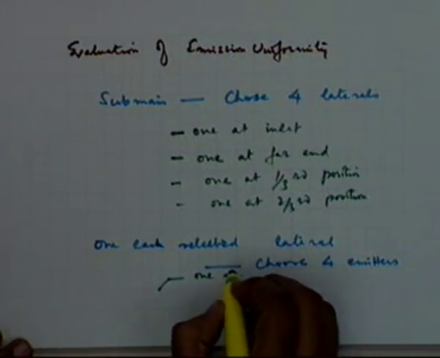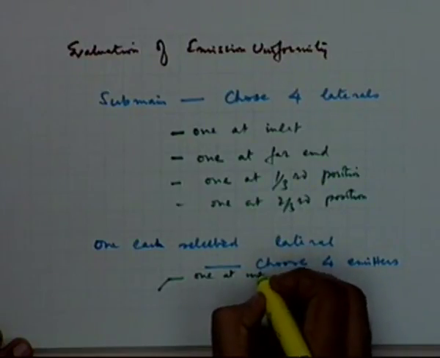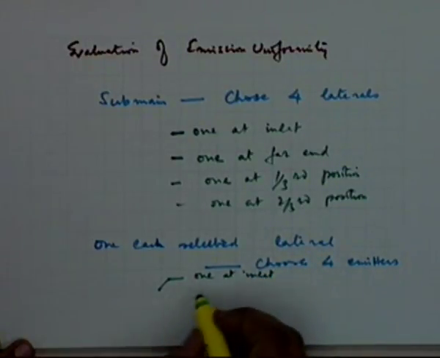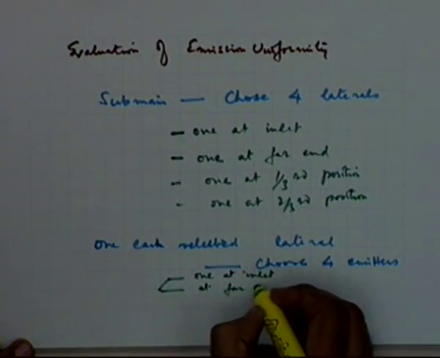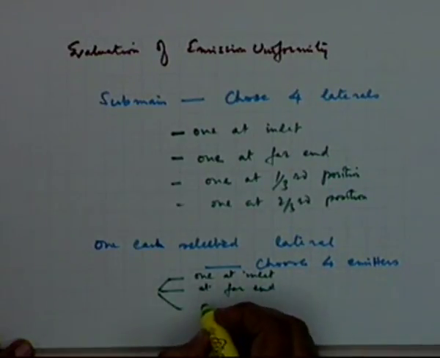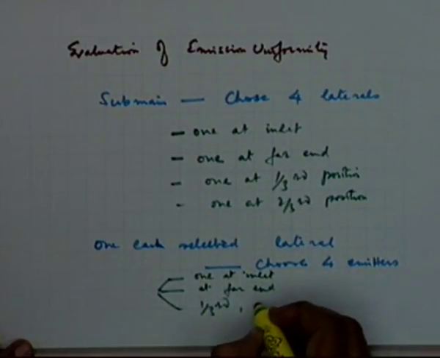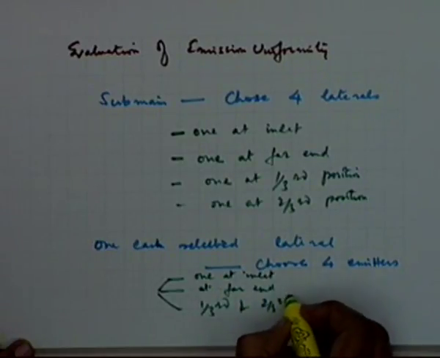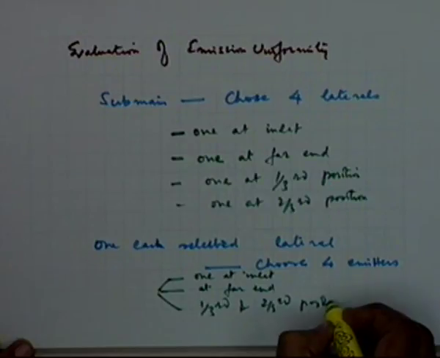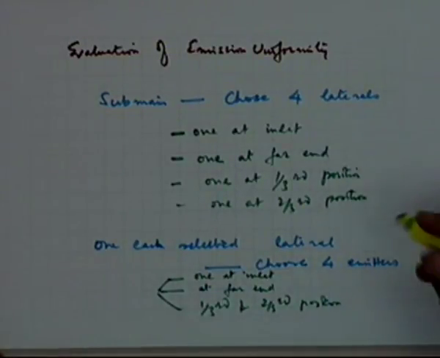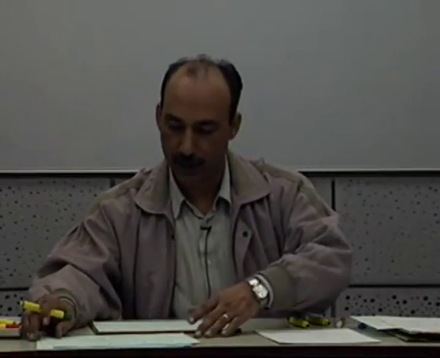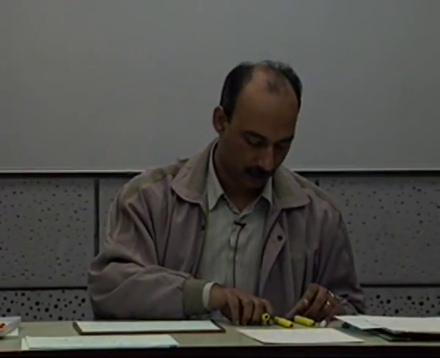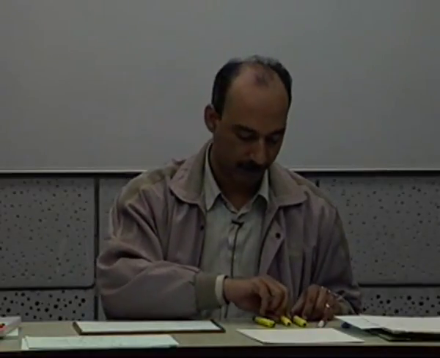And for these 4 emitters, you will have 1 immediately at the first one, at the inlet, then the next one at the far end, that is the end of the lateral, and then 2 more, 1 at 1/3 position, and the second one at 2/3 position. So you are repeating a similar pattern which you have done over the laterals. Within the lateral also, you are trying to adopt the same strategy.